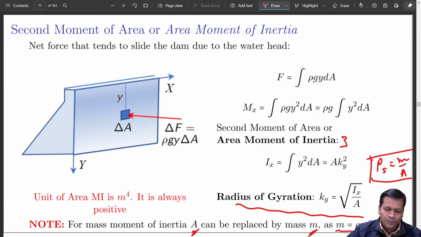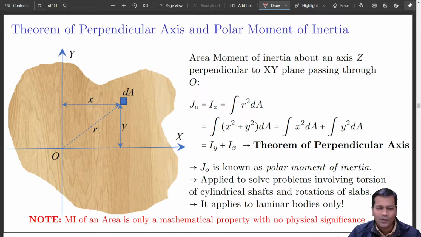Bigger it is, slower will be the moment. So it also acts like that. Anyway, let us see how it goes further. So now the theorem of parallel axis and perpendicular axes, they hold true here also. So let us see how they can be applied here.